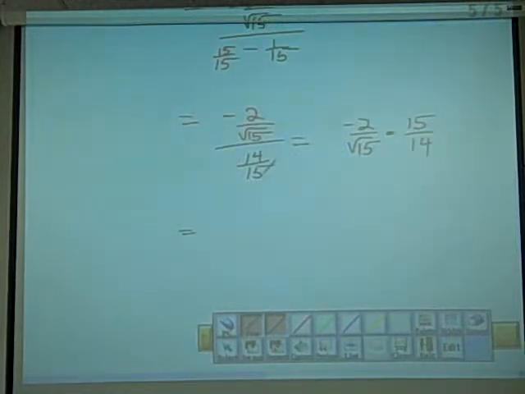Well, at this point, it might be a good idea to go ahead and rationalize this denominator. So let's go ahead and do that. That way we can cancel the 15s out. It'd be a little bit easier to do that. So let's go ahead and rationalize this denominator, square root 15 over square root 15.